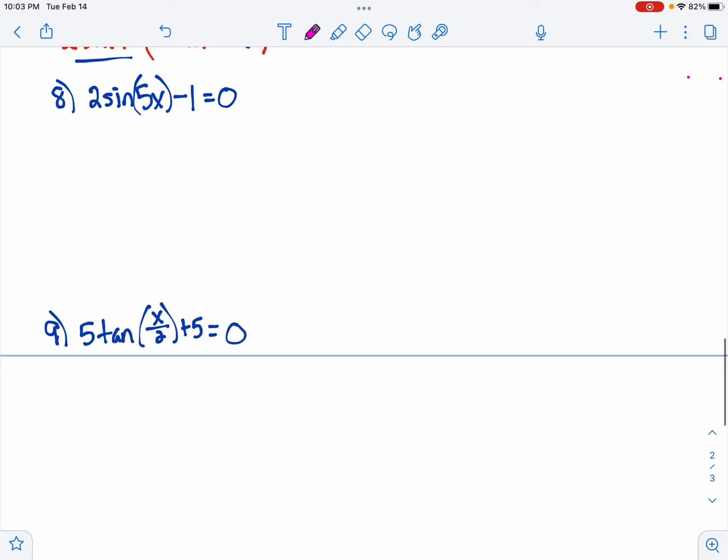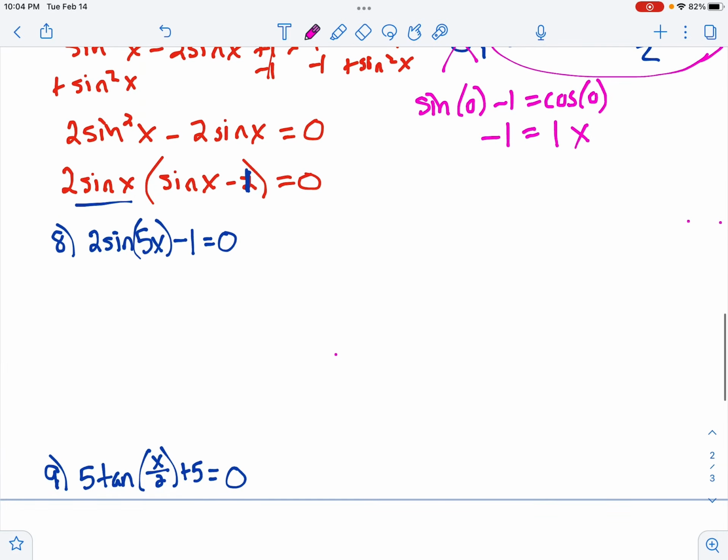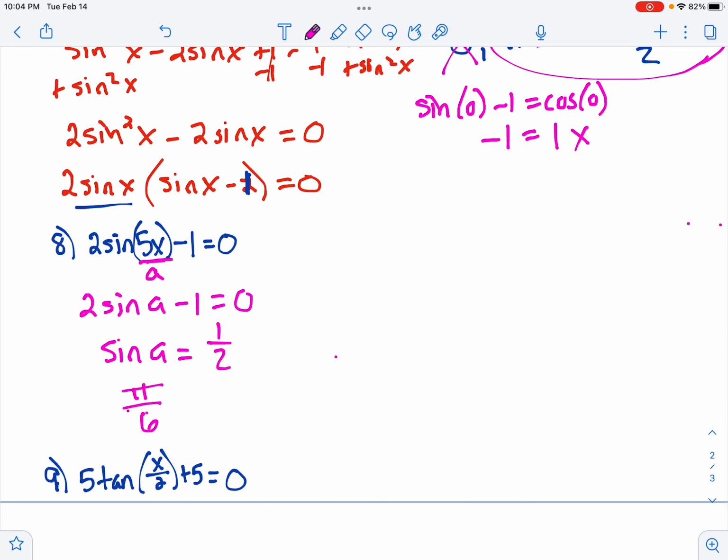All right, now let's do a couple where we have a number inside with the x, because these are a little bit different. So if we look at number 8, we're going to solve this just like we normally would, and we're going to ignore that 5x. So I'm going to make that 5x become an a. This guy right here is going to be an a. So really I'm going to solve 2 sine of a minus 1 equals 0. So when I do that, I get sine of a equals 1/2. Well, where does sine of a equal 1/2? Sine of a equals 1/2 at pi over 6 and 5 pi over 6. To show all of the answers, we can add in that 2 pi n in.